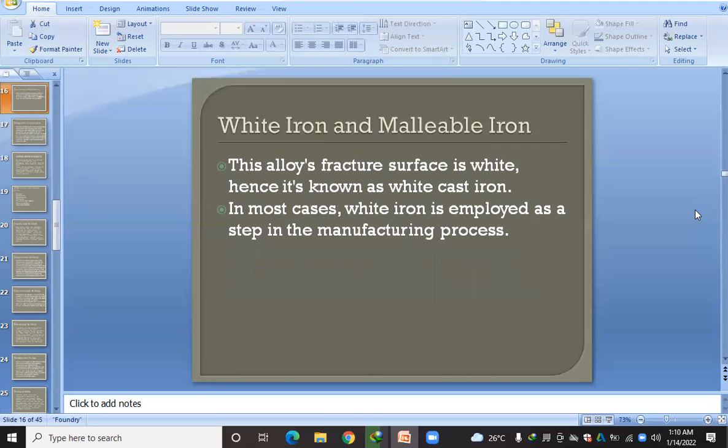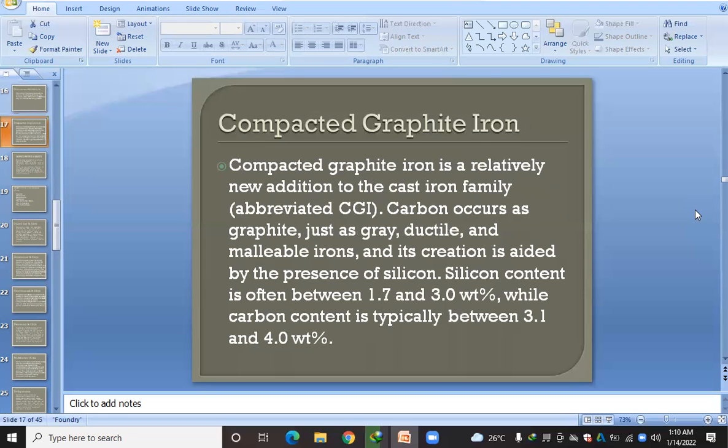Next is white iron and malleable iron. This alloy's fracture surface is white, hence it's known as white cast iron. And in most cases, white iron is employed as a step in the manufacturing process. Next is ang compacted graphite iron.